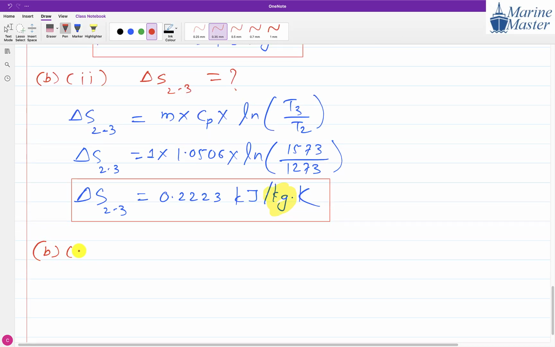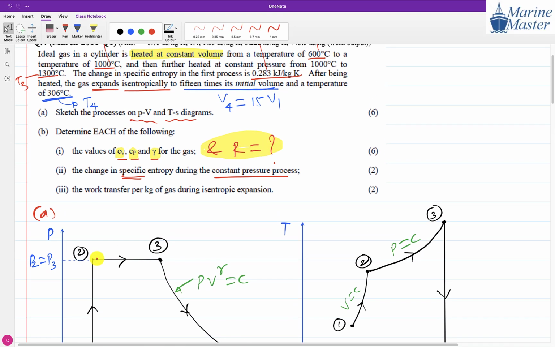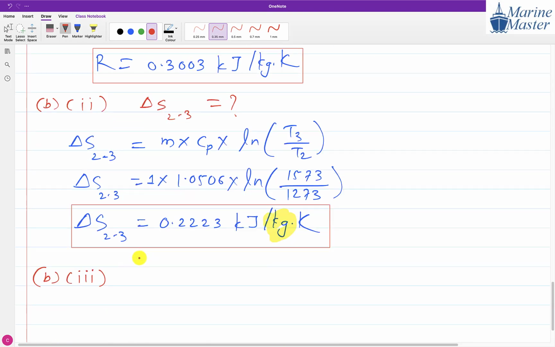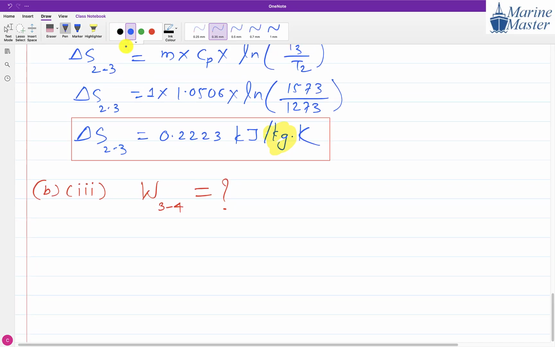Now in part B's third part, what are they asking us? Work transfer per kg during isentropic expansion. So work transfer per kg during isentropic expansion, W 3-4. So what is our target in this third part? We have to find out W 3-4.